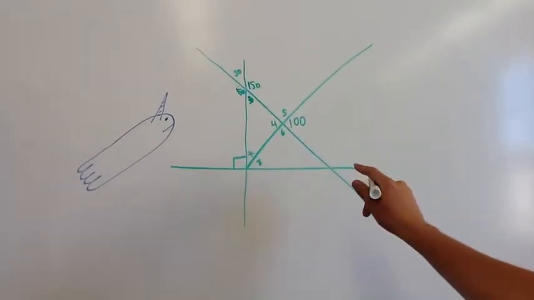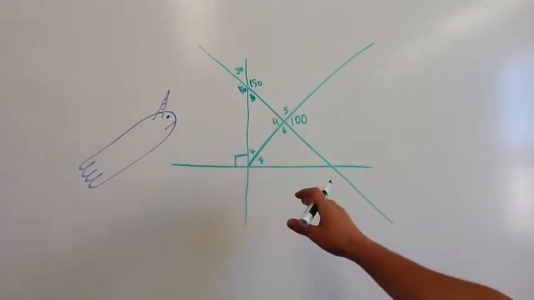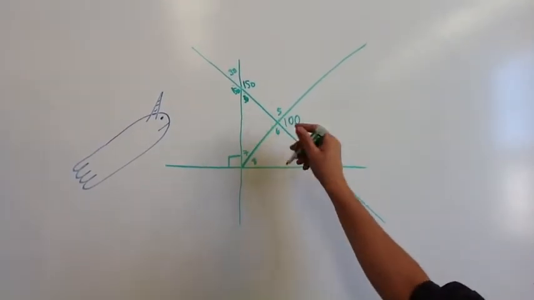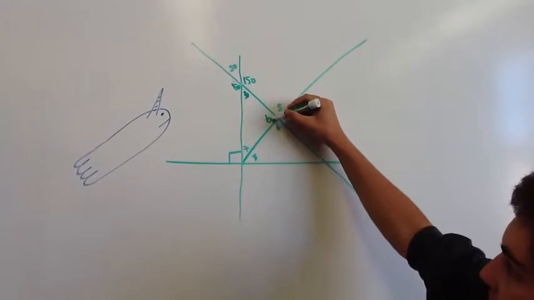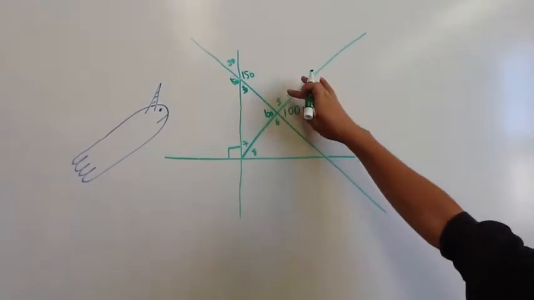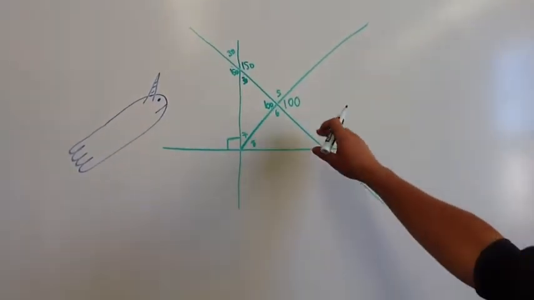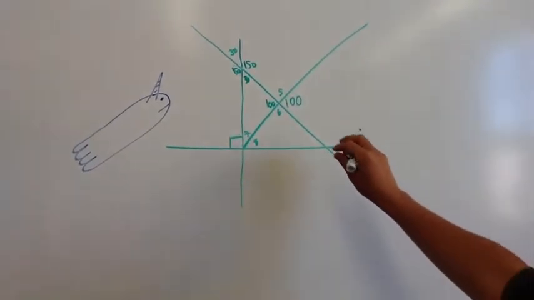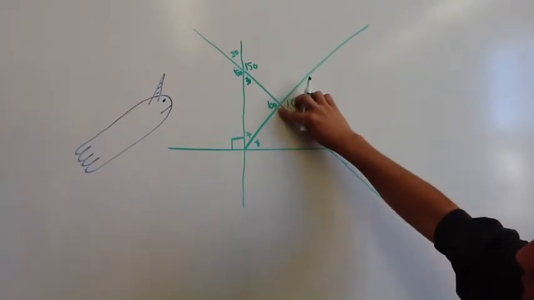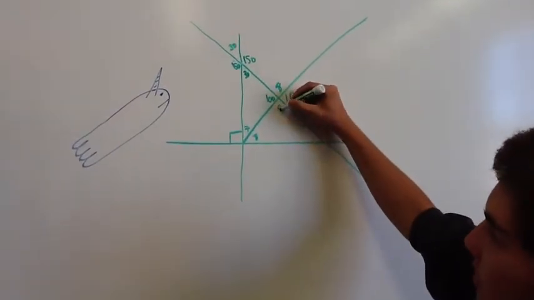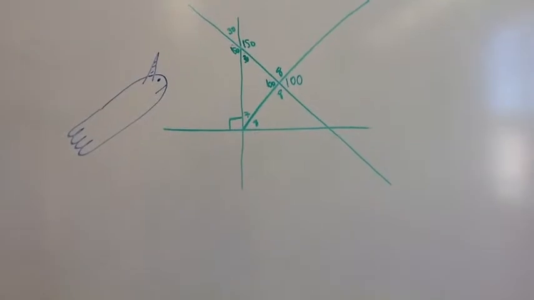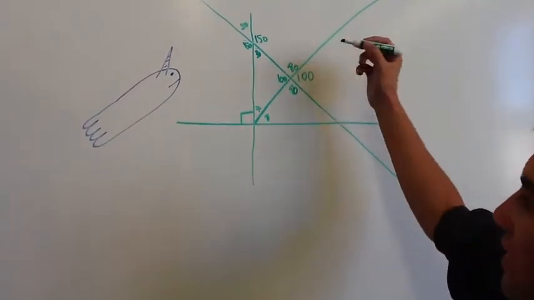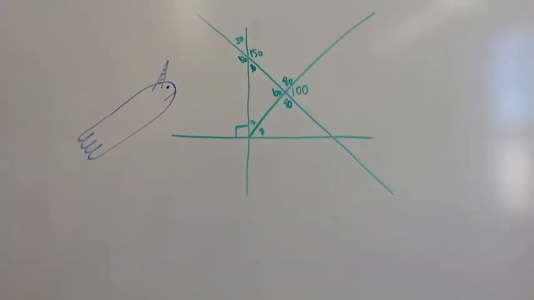So now we move to the second portion, which is down here, and it's very similar to the previous portion. So angle 4 is vertical angles with the 100-degree angle. This is 100 degrees. And now angle 5 and angle 6 are both supplementary angles to the 100-degree angles. So these are both going to be 80 degrees.